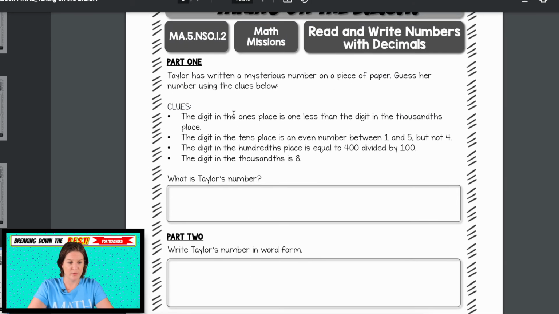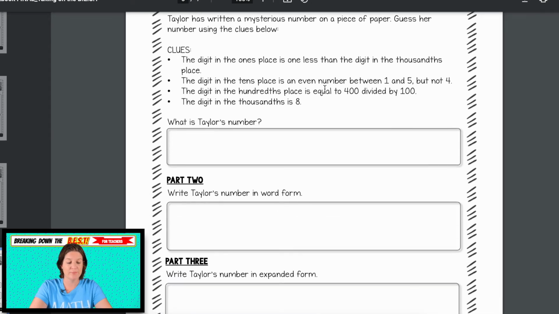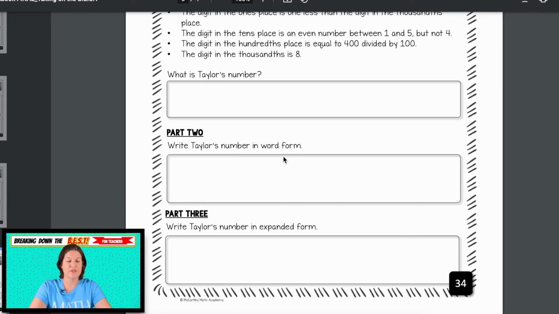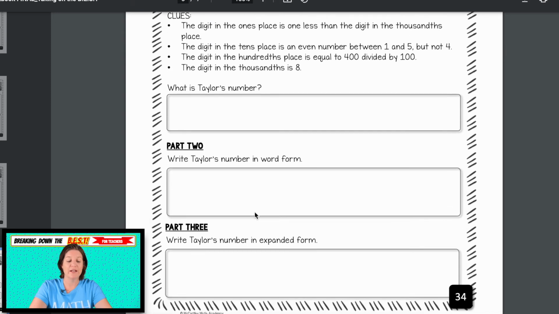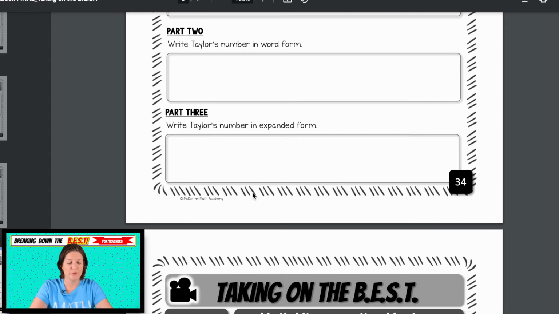So for instance, for this one, it says, Taylor has written a mysterious number on a piece of paper. Guess her number using the clues below. So the digit in the ones place is 1 less than the digit in the thousandths place. So you can see there we're creating the standard form of this digit using the clues. And then we're writing Taylor's number in word form, and finally writing Taylor's number in expanded form. And it doesn't state which form to write it in, so they can choose which one they want to, or include both of them.